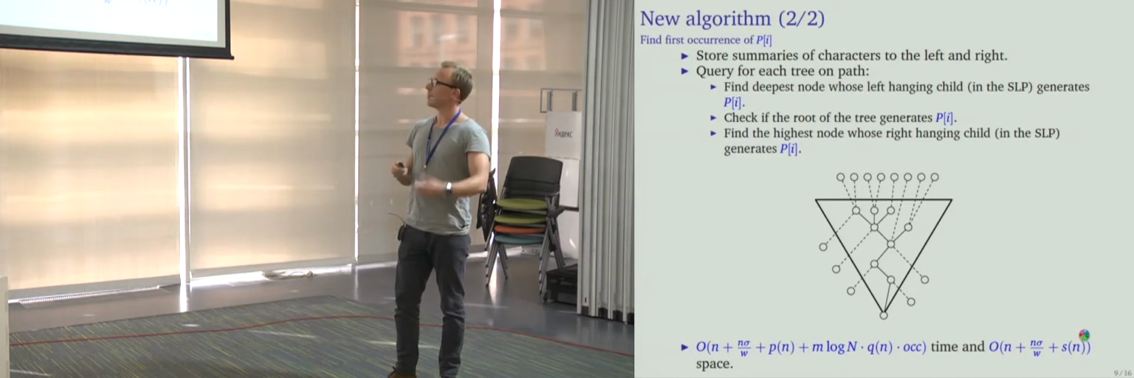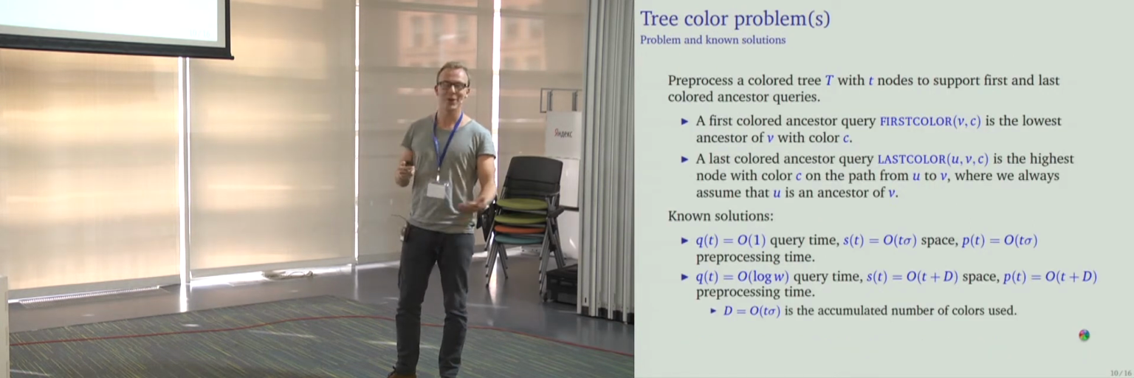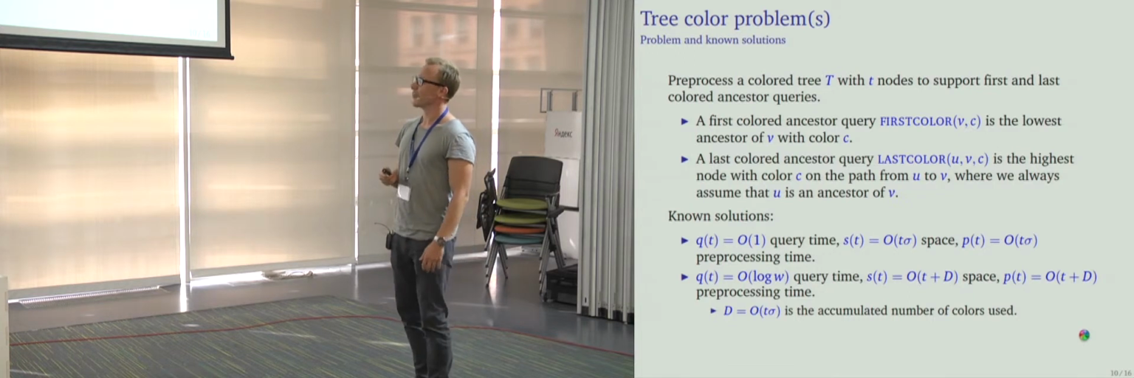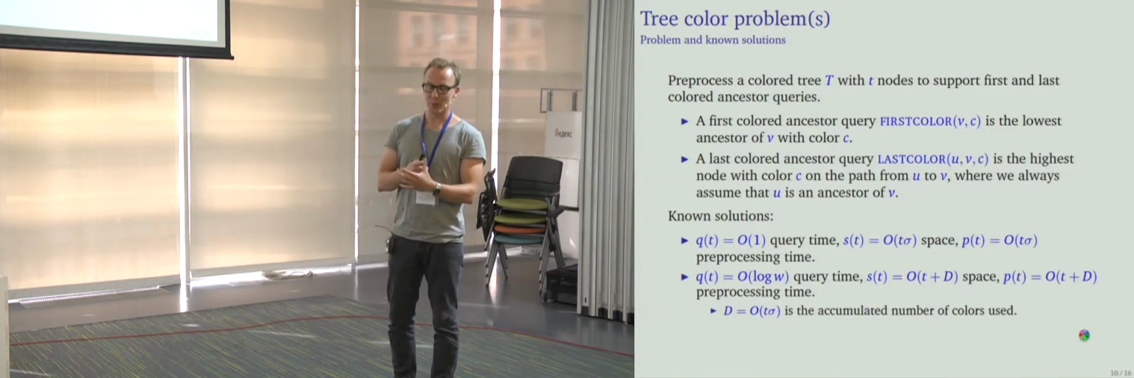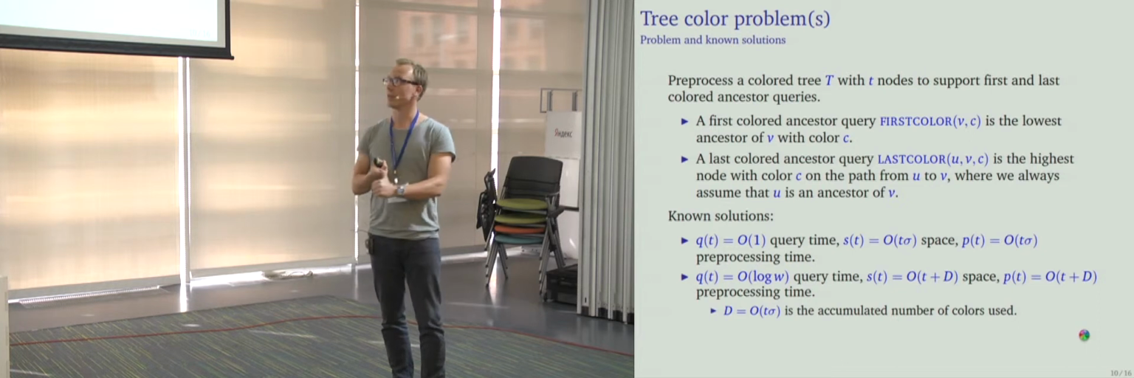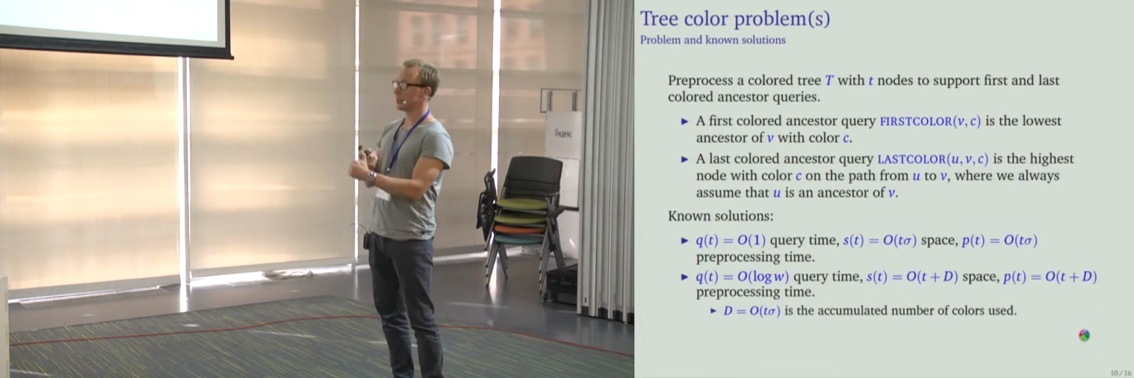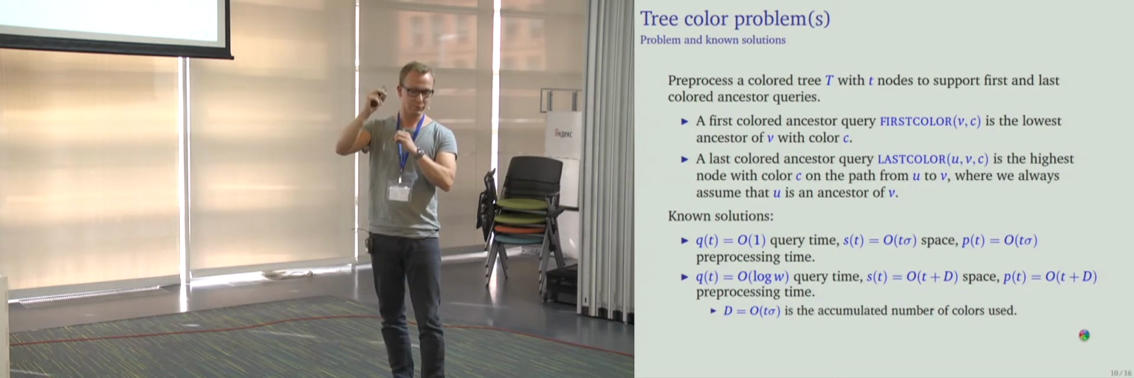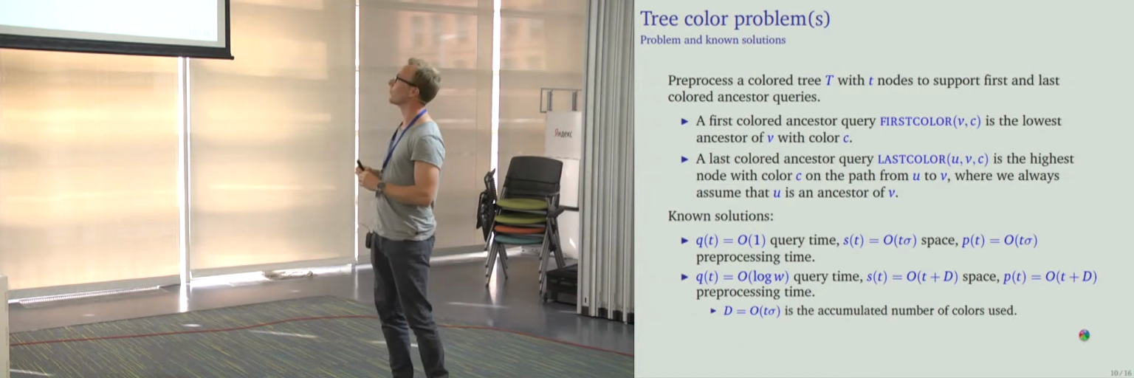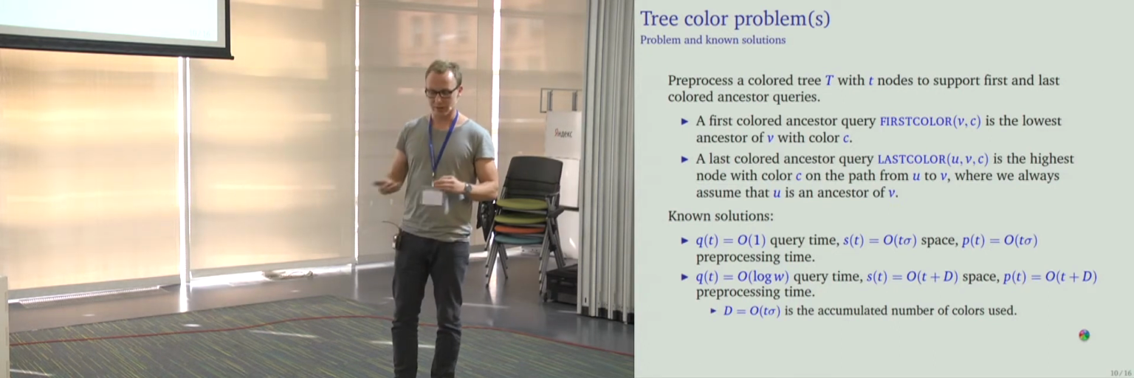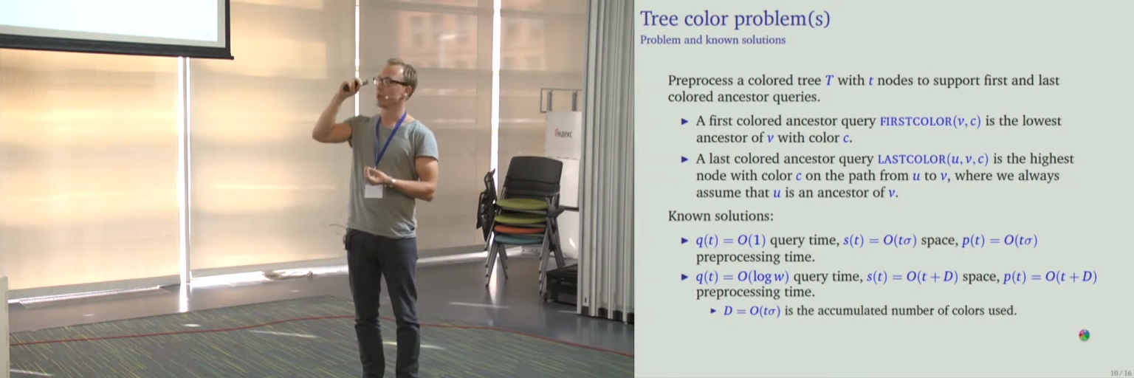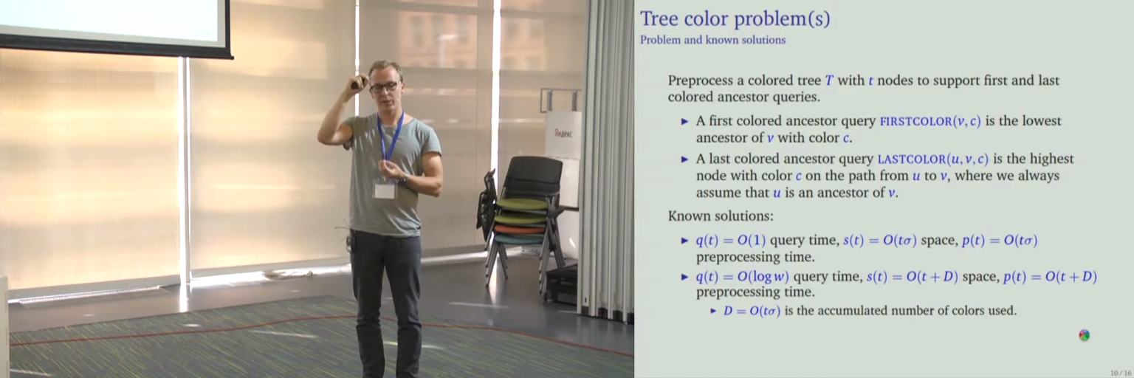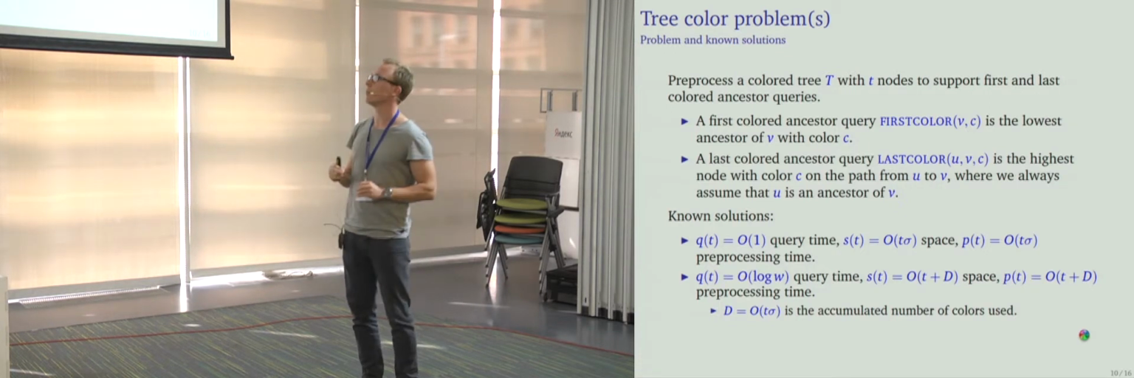So now I move on to talking about tree color problems. A bit more formally, we want to support two queries in our tree color data structure. One is the first colored ancestor, where, given a node, we want to find the lowest ancestor that has the color that we're looking for. And similarly for last colored ancestor, we're given two nodes, where one is an ancestor of the other, and we want to report the highest node on that path with the color that we're looking for.